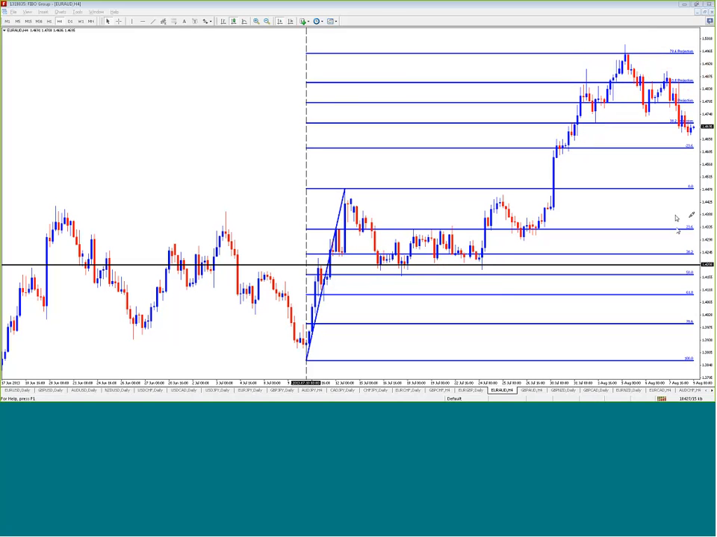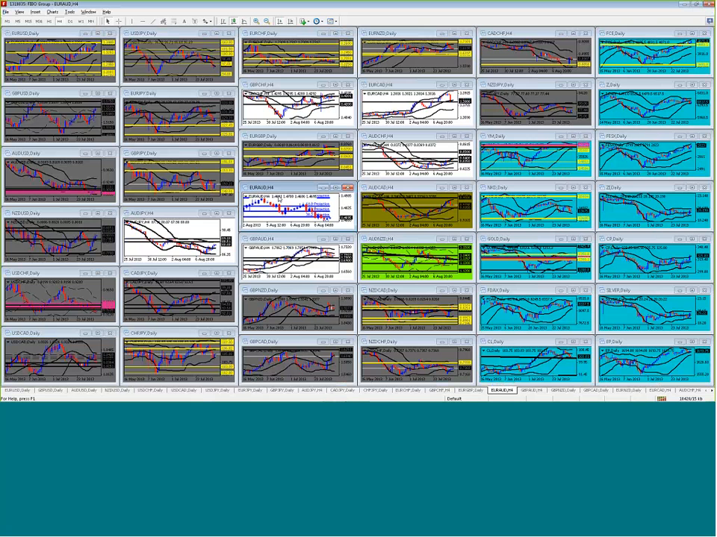Which pairs do I trade mostly? I'll tell you. The answer is I trade those pairs with the strongest trends. I don't limit myself to only the majors, euro dollar, pound dollar, dollar yen, whatever. I don't limit myself only to the yen crosses. I look for those currency pairs that have the strongest trends.